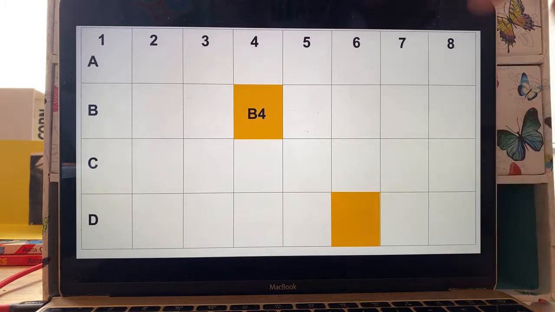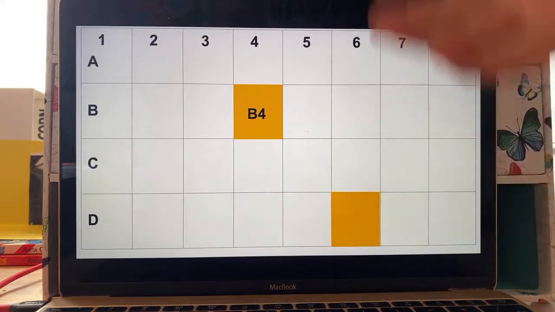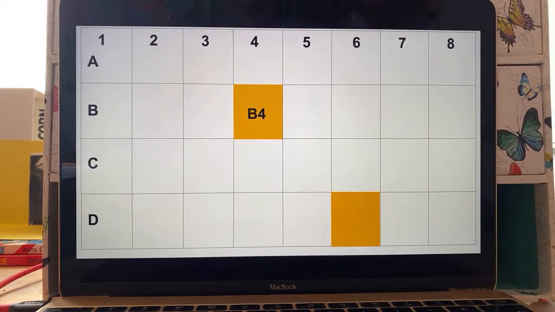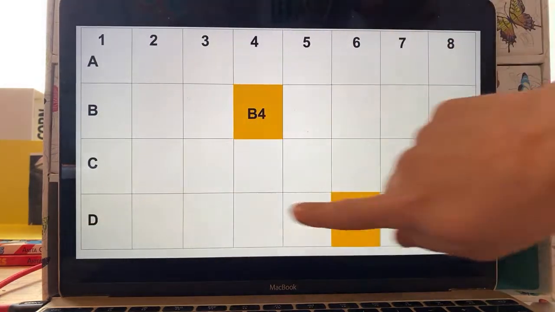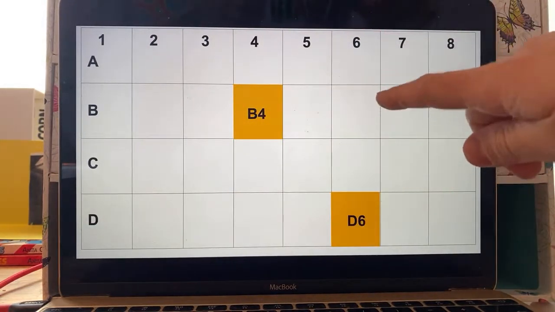And this one, what's this segment going to be called? A lot of you will know how to do this already. If you don't, hopefully you've picked it up. This one is 6D, or D6, okay?